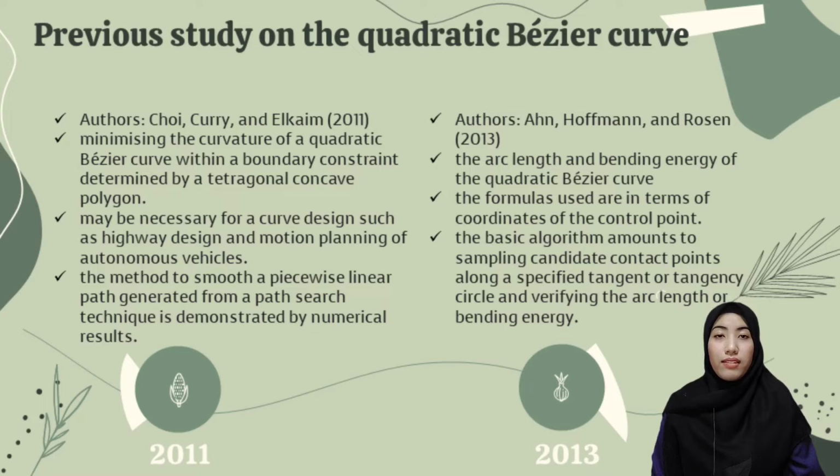At last, the method to smooth a piecewise linear path generated from a path search technique is demonstrated by numerical results. Next, the arc length and bending energy of the quadratic Bezier curve were studied by Ahn, Hoffmann, and Rosen 2013. These formulas used are in terms of coordinates of the control points.